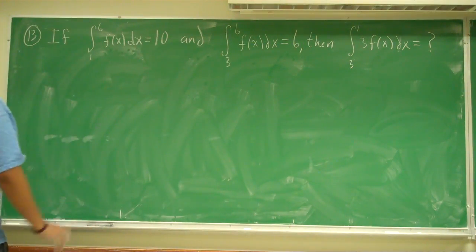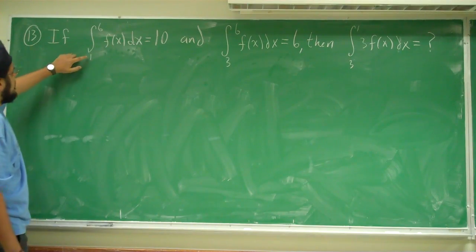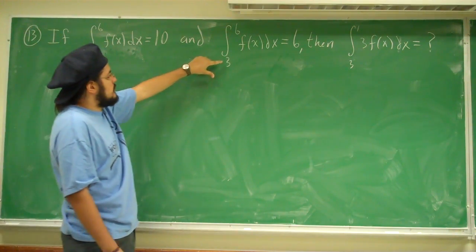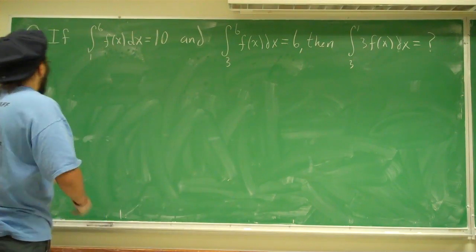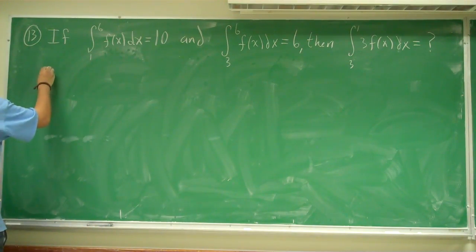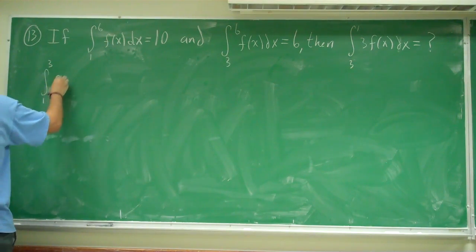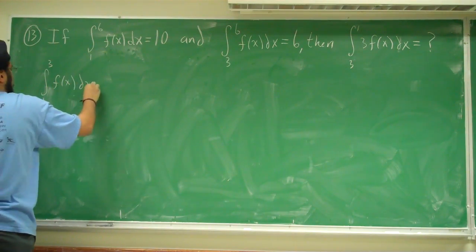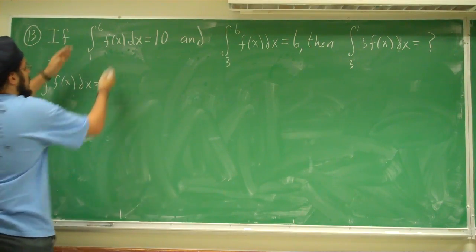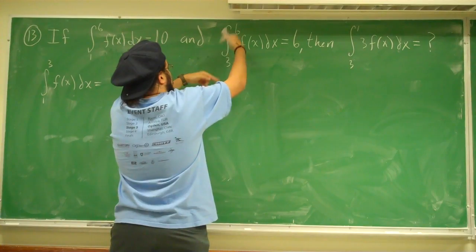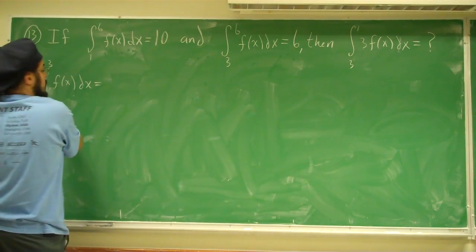Okay, so what we need to look at here is that we have the area between 1 to 6 of that function, and that's 10, and we have the area between 3 and 6, and that's 6. So then, if we know that, we also know that the area from 1 to 3 of f of x dx is then equal to this whole area minus the 3 to 6. Since if we subtract that, we're left with 1 to 3.